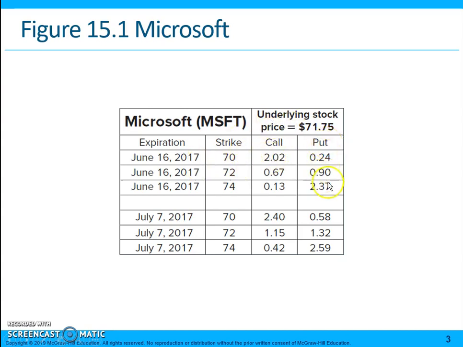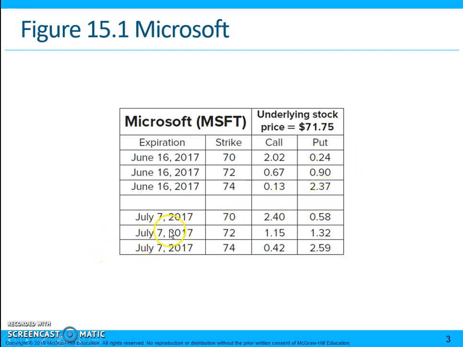On the other hand, the put is a bearish option. So this put down here, with a strike of 74, is in the money. So we could exercise this option and sell at $74. So the intrinsic value of that option is $74 minus $71.75, or we'd have an intrinsic value of $2.25. Again, the time value would be this 2.37 less the 2.25.